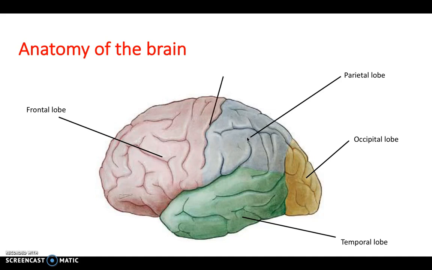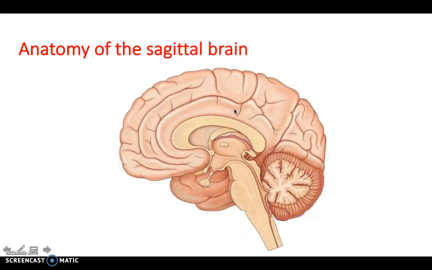The frontal lobe and parietal lobe can be separated by this central sulcus, which is a depression in the middle between the frontal and parietal lobe.